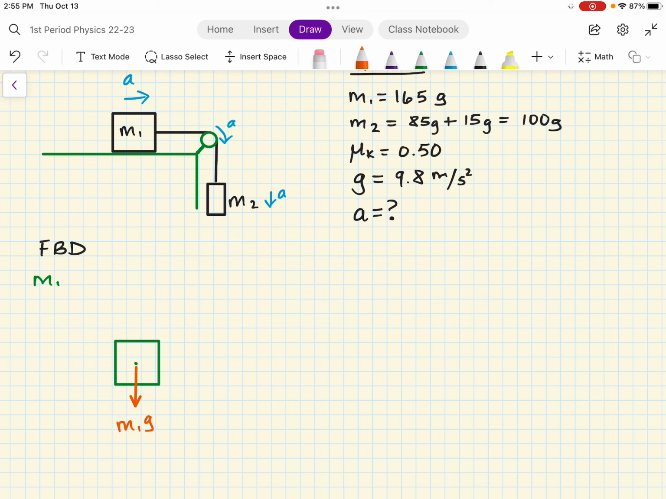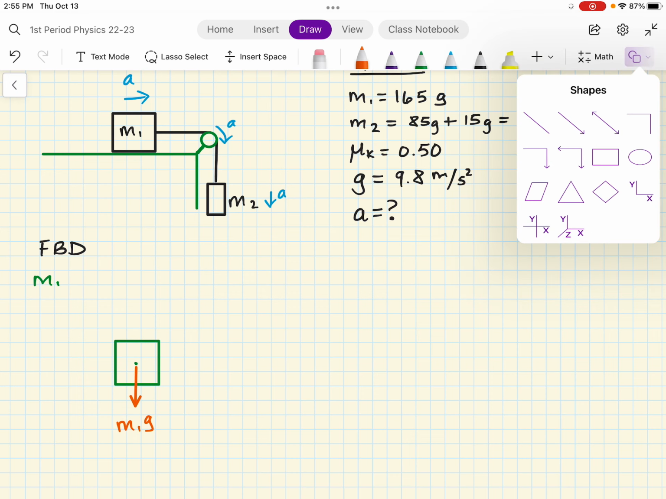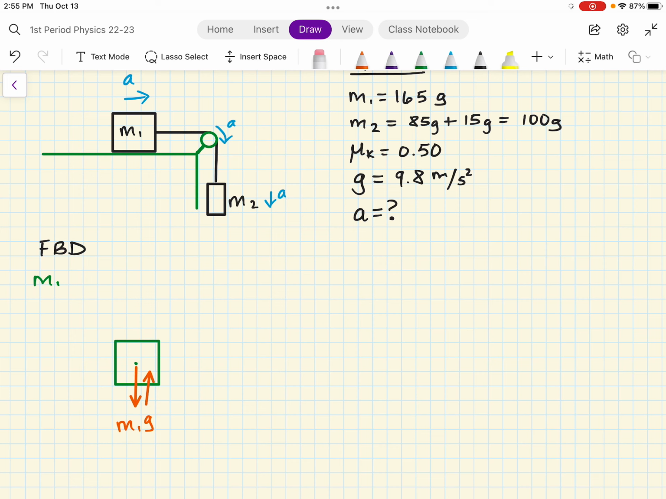And we have the normal force, right? Because this is on a surface, so we have a normal force, which should be equal and opposite, as we don't have any motion up and down for mass 1. Let's make sure, there you go. And normal force, that weird N that we're used to writing now.